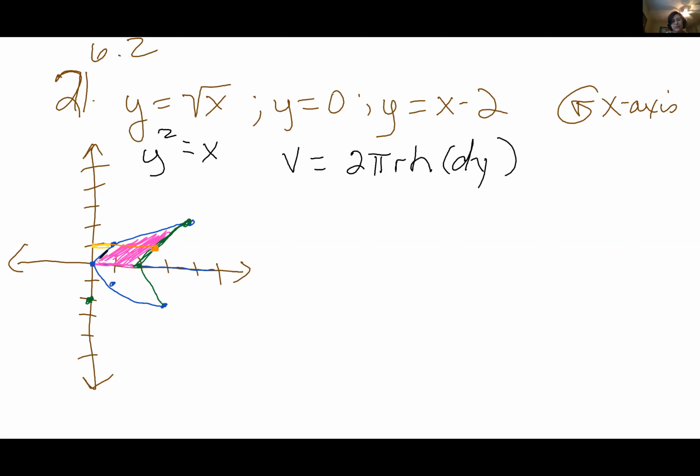So we have adjusted the blue curve and turned it into x equals y squared. Are we going to need to do anything with the green line? That came from y equals x minus 2. Yes. Do I need to rewrite that as well and solve for x, guys? Yes. So x is going to equal y plus 2. That's what I'm going to need.